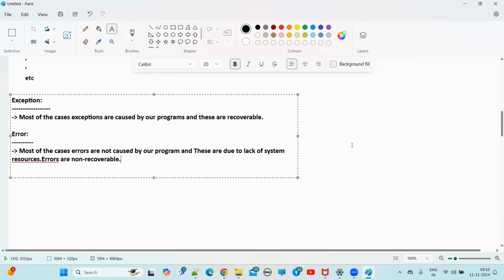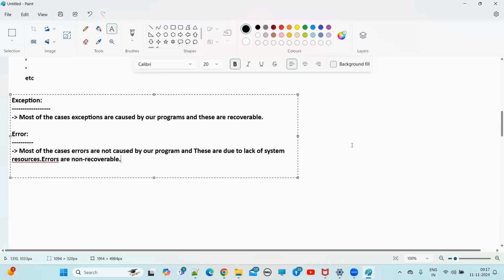So in most cases errors are not caused by our program. Already we saw the exceptions. When exceptions are raised, guys, in most cases exceptions are caused by our program. Based on the programs only, exceptions are coming, the code we have written in the program. But here, in most cases errors are not caused by the program, guys. So these are caused by what, guys? Due to lack of system resources.